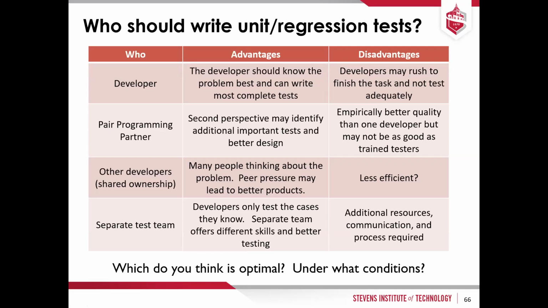The disadvantage is that the quality is empirically better than one developer, but may not be as good as a trained tester. If other developers start writing the test for me, many people are thinking about the problem, so that's good. But the disadvantage is it may take longer. So maybe it's less efficient because they follow my code line by line. If I have a separate testing team, so there are developers that only test the cases, they do not develop the system for me. That's the advantage. The disadvantage is we need to hire additional resources. We have overhead communications and process requirements.